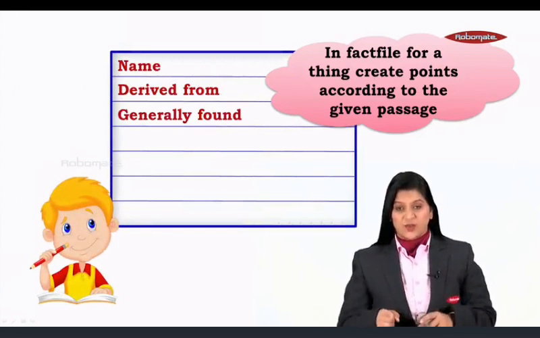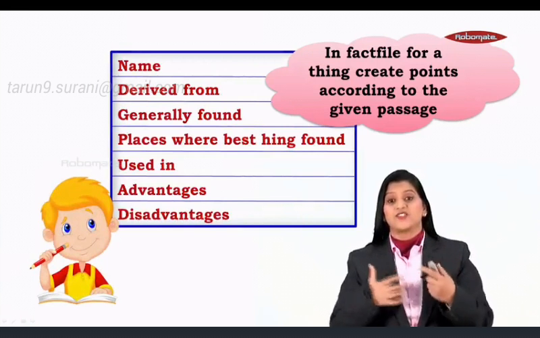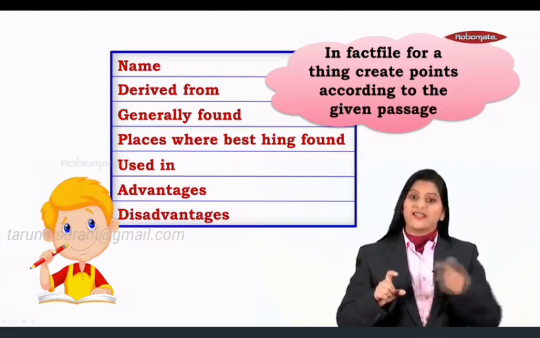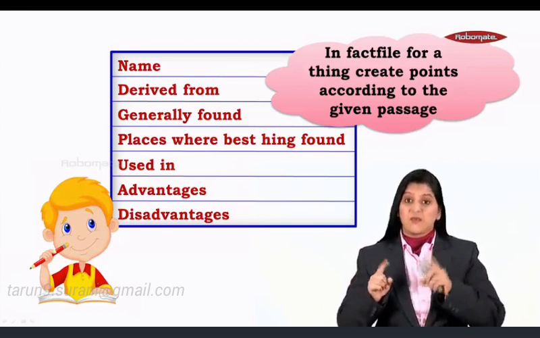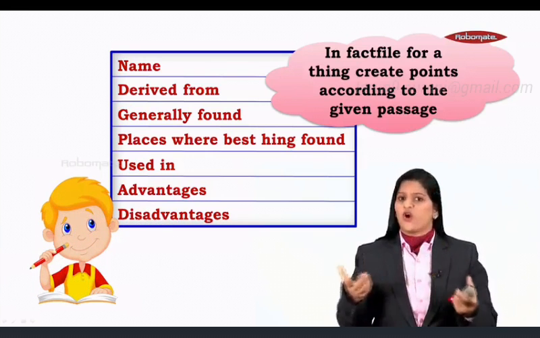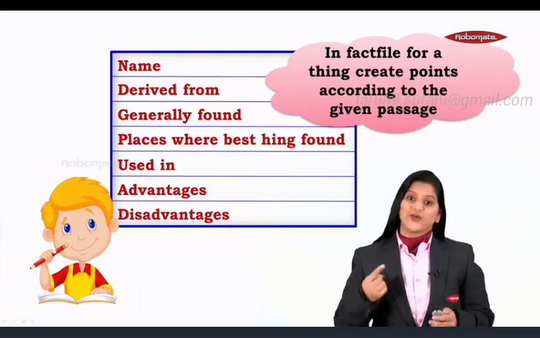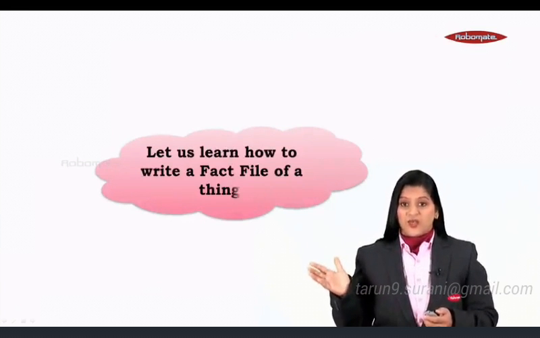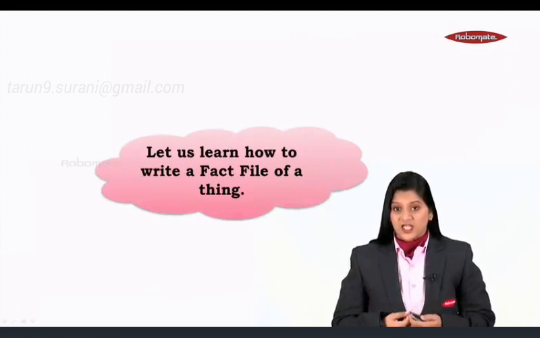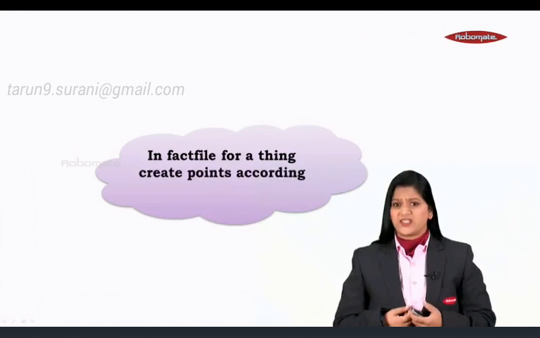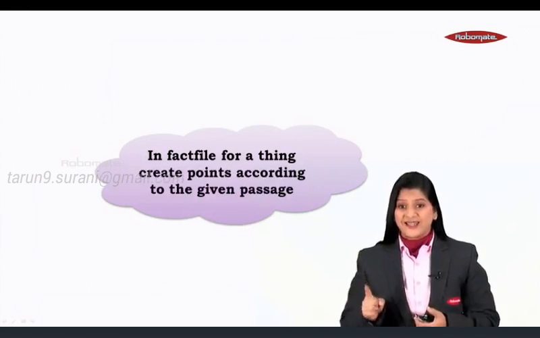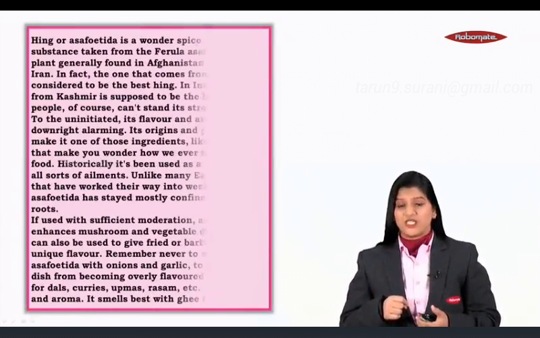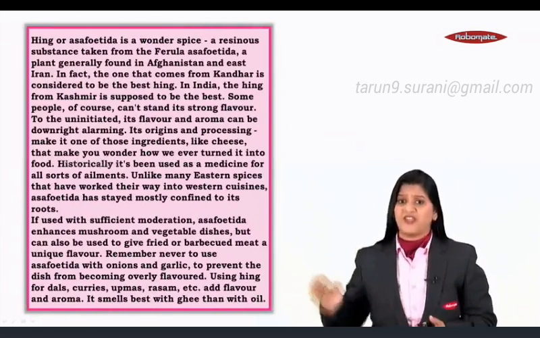That means when they give you a passage, pick things like name, it is derived from, generally found in, and so on from the passage and then give information. This might be given to you in your question or maybe not, but then you can always create it on your own. Now, if we have to deal with fact file of a thing, first of all you'll have to very thoroughly read the passage. So reading the passage becomes very, very important.